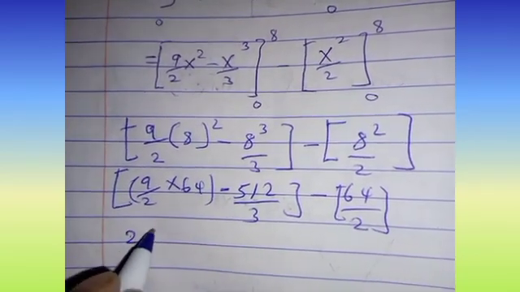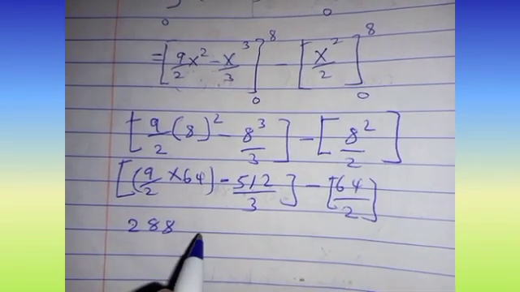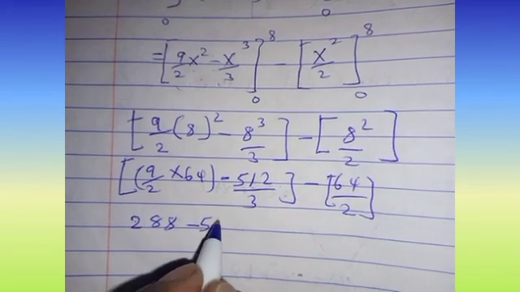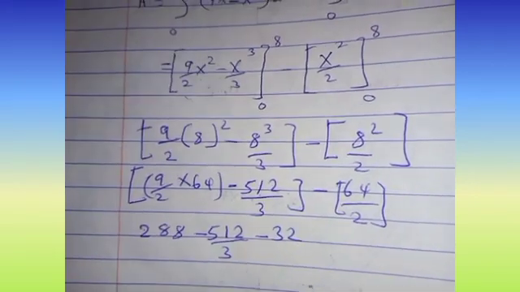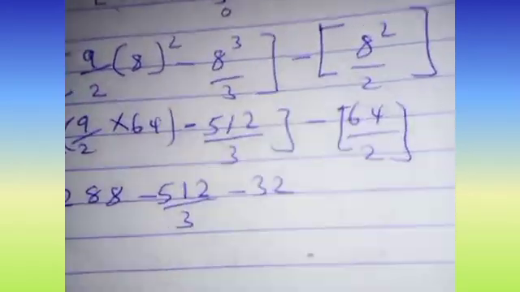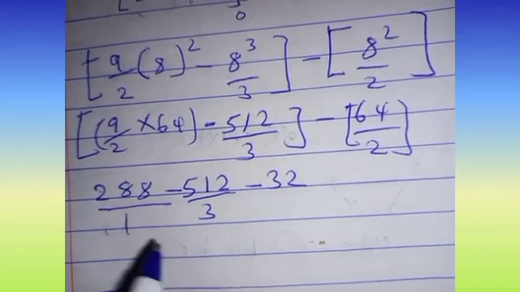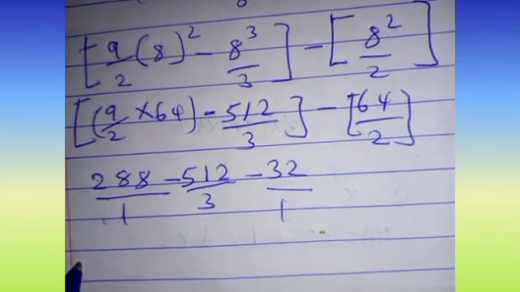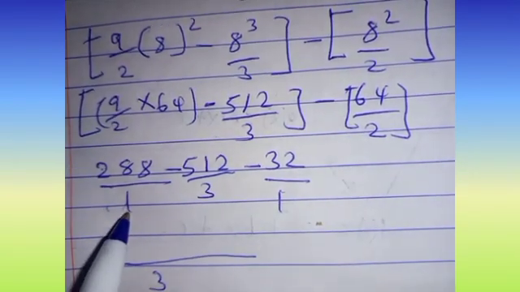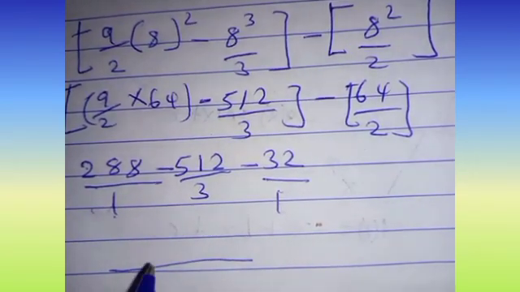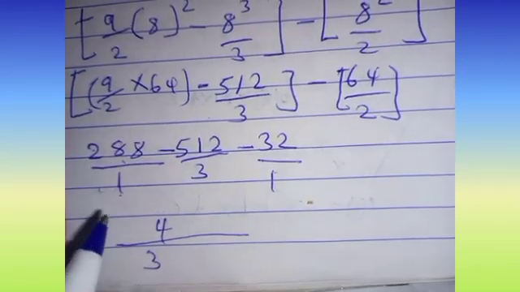This will give us 288 after simplifying, minus 512 over 3, minus 32. Here we can get the LCM. The LCM of these numbers is 3. 3 divided by 1 is 1. 3 times 8 is 24, you write 4. 3 times 8 is 24 plus 2, 26.